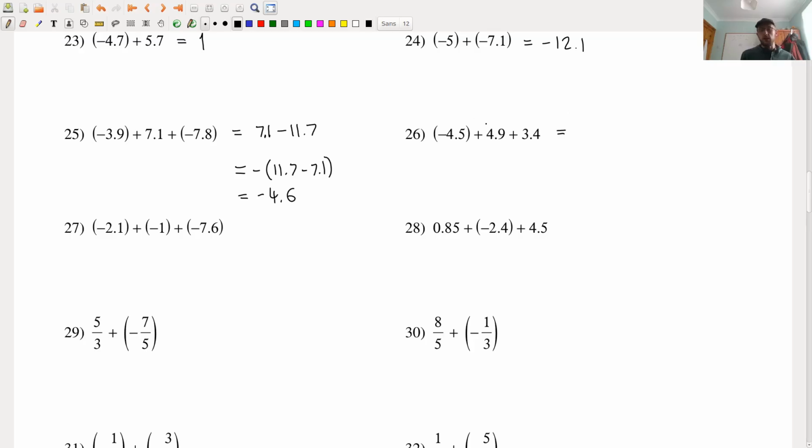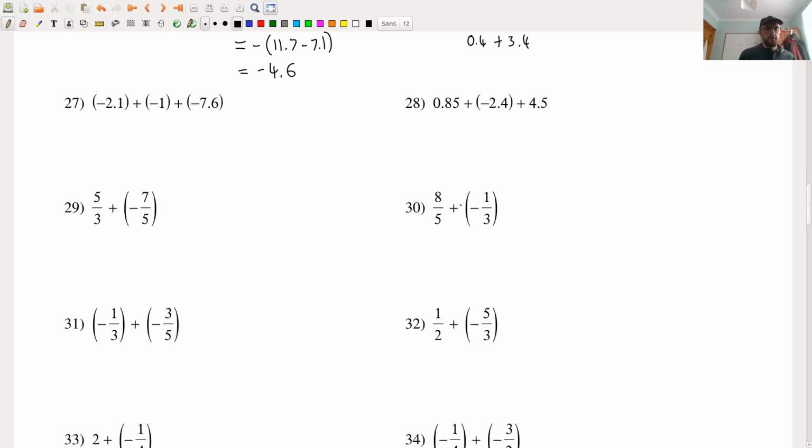Okay, over here, I don't actually add these up first. Instead, I notice that I can just piece these together to get 0.4. And 0.4 add 3.4 is simply 3.8. Now we have negative 2.1, add negative 1, add negative 7.6. So they're all negatives, so really just add them up mentally and stick a minus sign in front of them. So that's 3.1 add 7.6, which is 10.7, so it'd be negative 10.7.